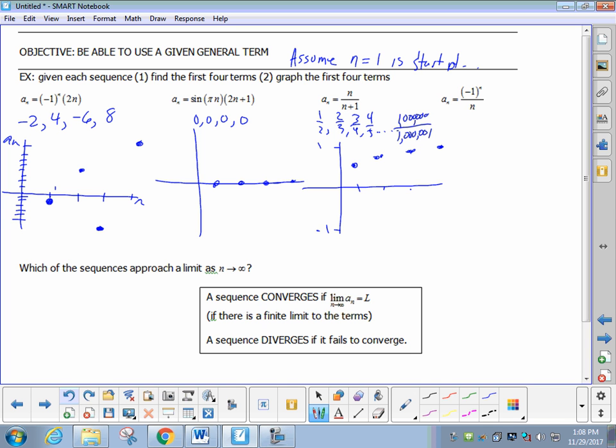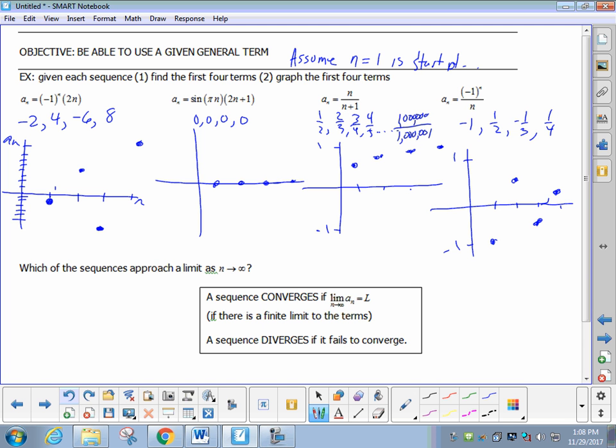Okay. What are the terms here? 1, -1/2, 1/3, -1/4. Is this bounded? Is there a number that is less than all other numbers? Yes, absolutely. -1, for example. Is it bounded above? Yes. So is it bounded? Yes. Okay. All right.